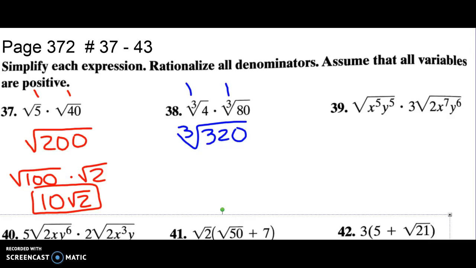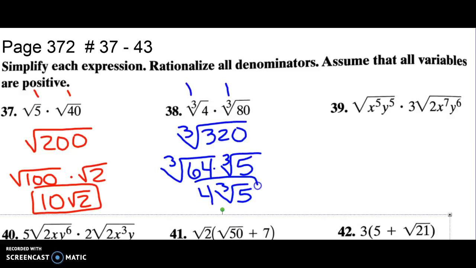But anyway, a perfect cube that goes into 320 is 64. So we're going to take the cube root of 64 and multiply it by the cube root of whatever we get. 320 divided by 64 gives me 5. So we take the cube root of 5. You can take the cube root of 64, and we know what that is. That is 4. We cannot take the cube root of 5, so we just leave it alone. And that's all you do. All right, let's try the next one.